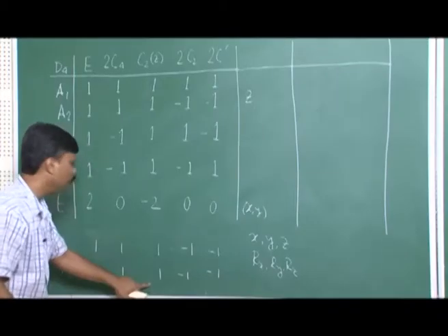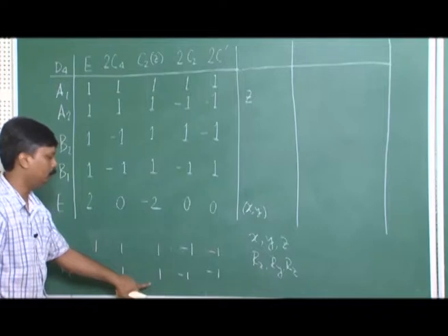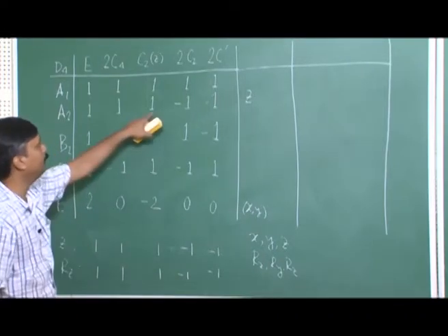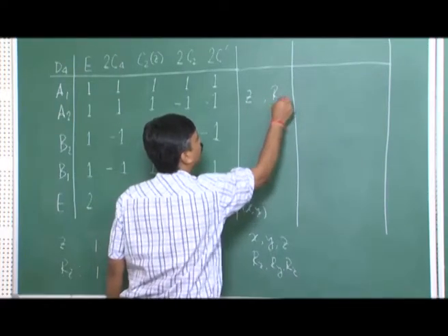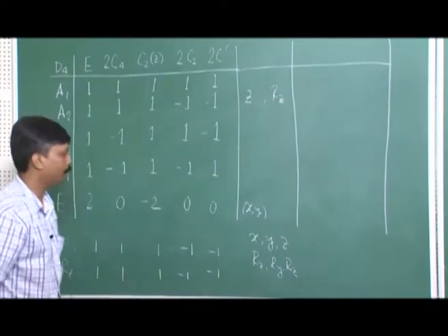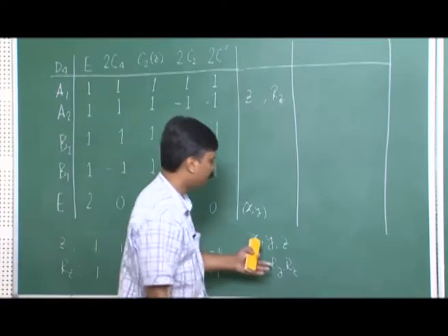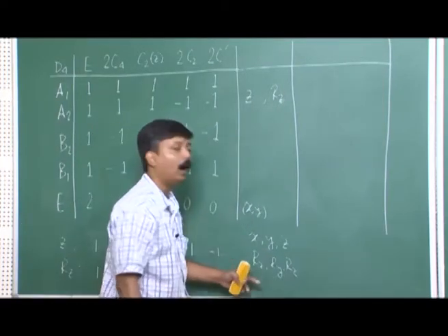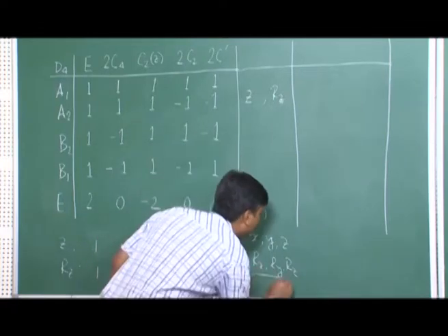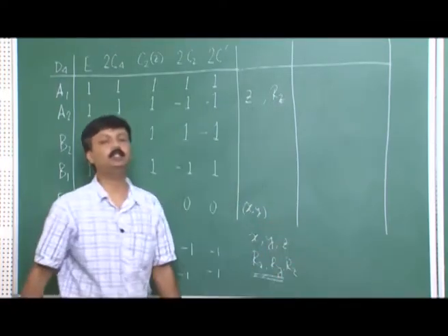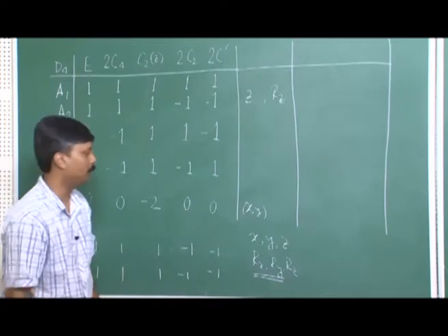So this one also is the same as A2. So I have Rz also ascribed to this particular IR. Now you can find out about Rx and Ry. Okay, so that is left as a home task. So you can try this out.